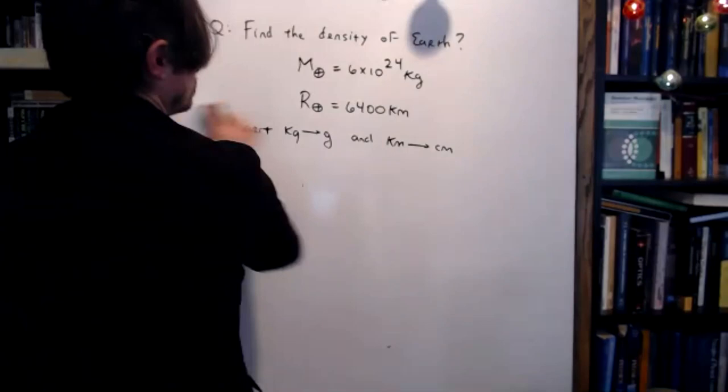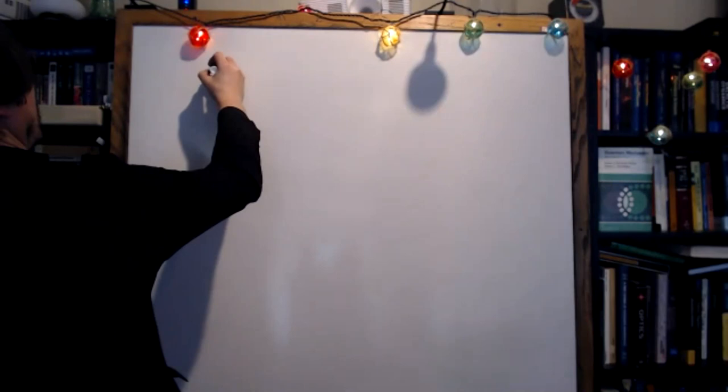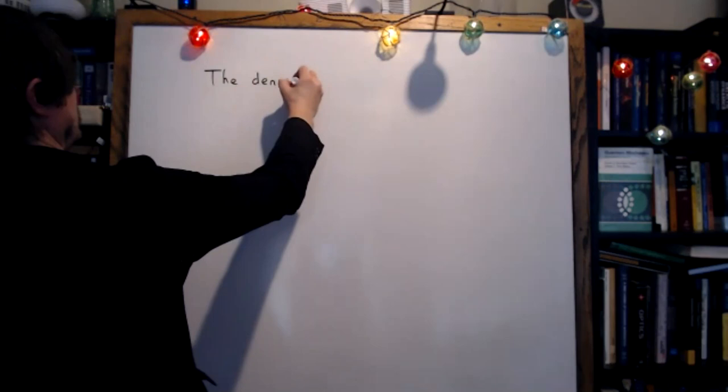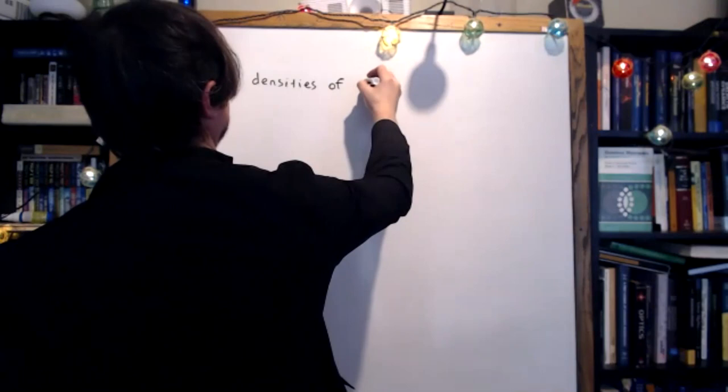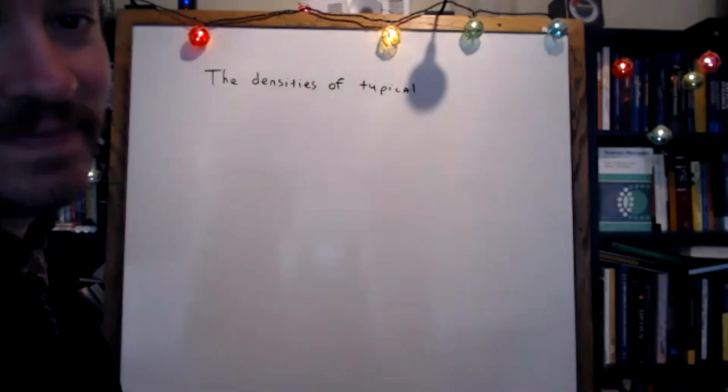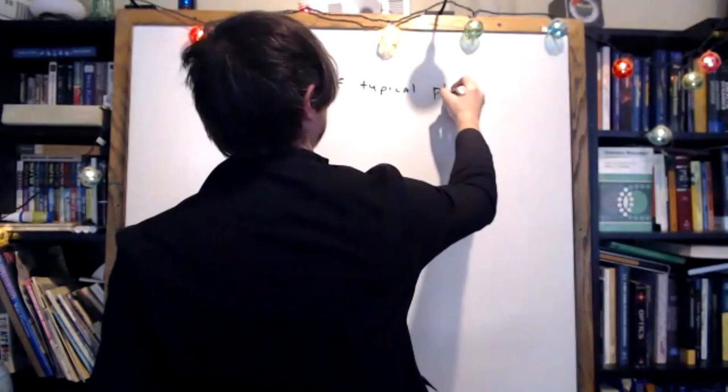What I want to do is I want to talk about the densities of typical planetary ingredients.